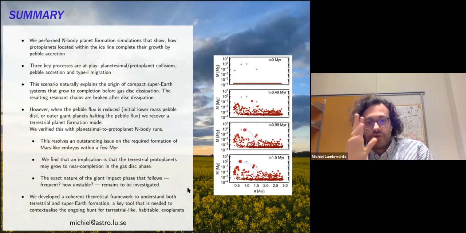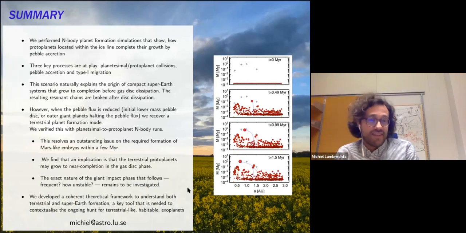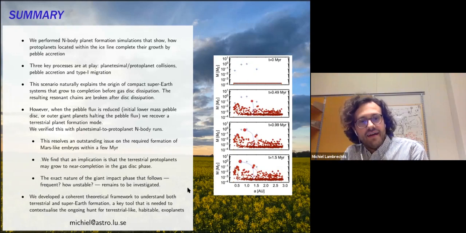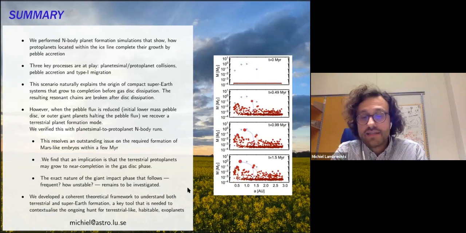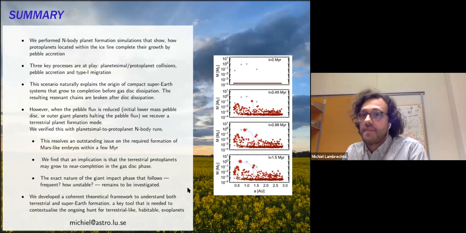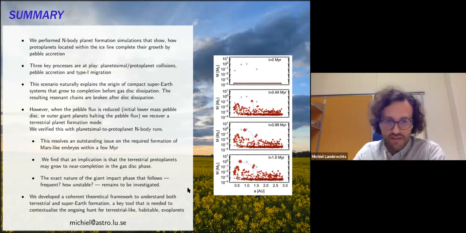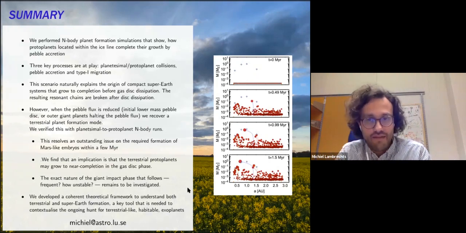What we show is that, firstly, we resolve an outstanding issue related to the required formation of Mars-like embryos within a few million years. So we can do that. But we also find, as an implication, that the terrestrial protoplanets may grow to near completion in the gas disk phase. So this is a real possibility. And then the exact nature of the giant impact phase that follows, and how unstable it is, still remains to be investigated.